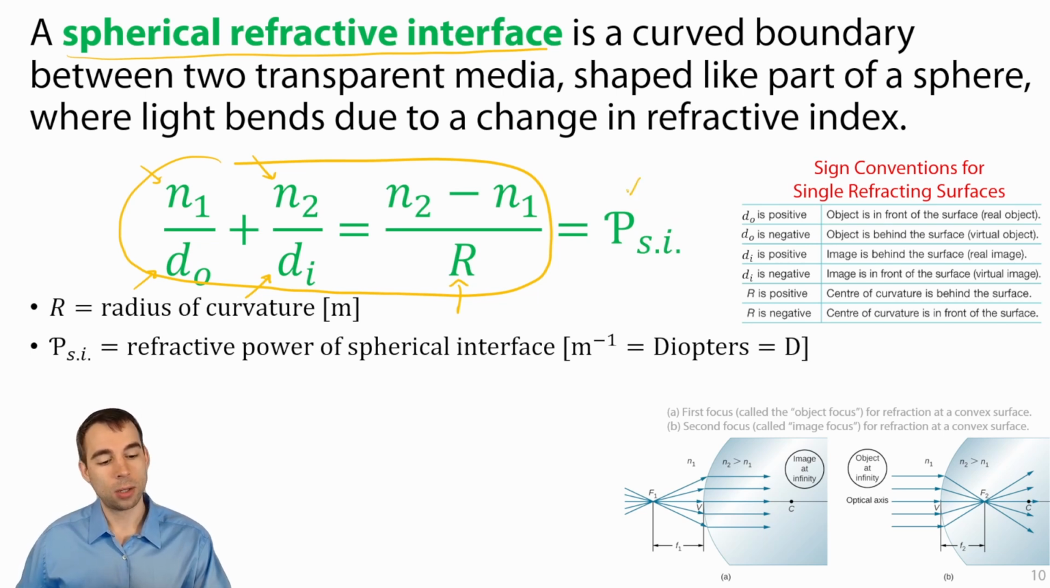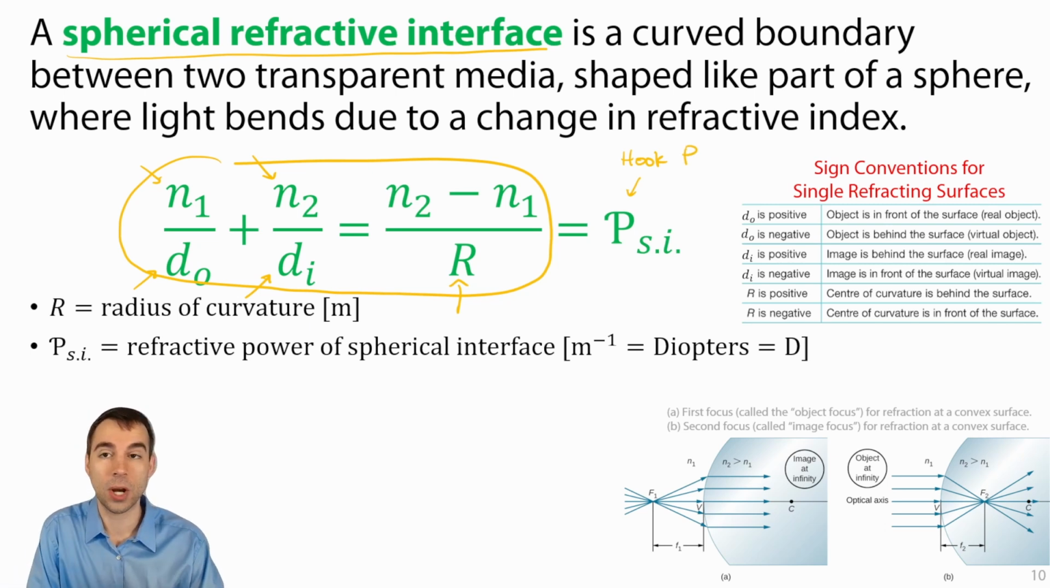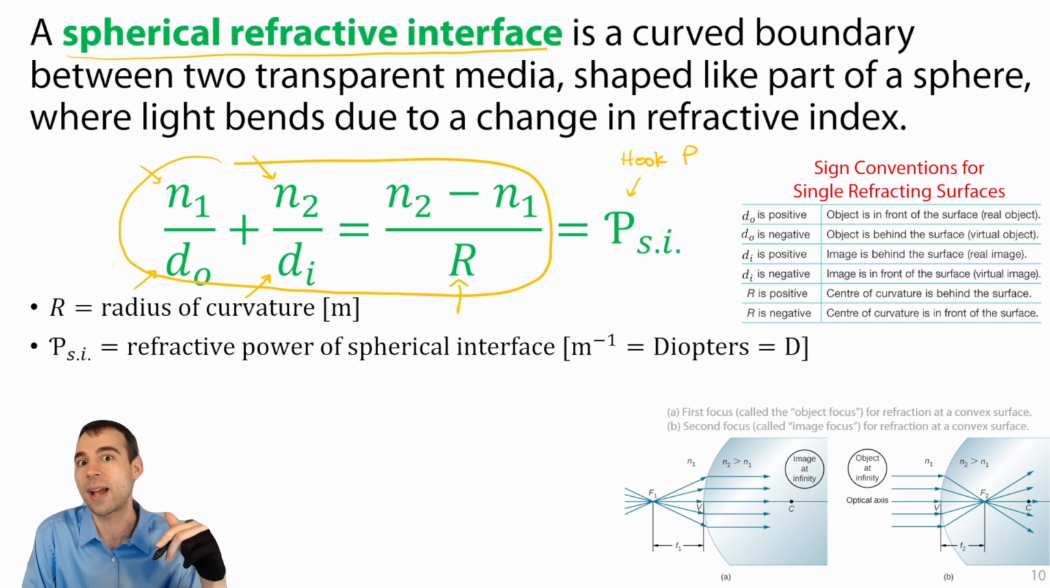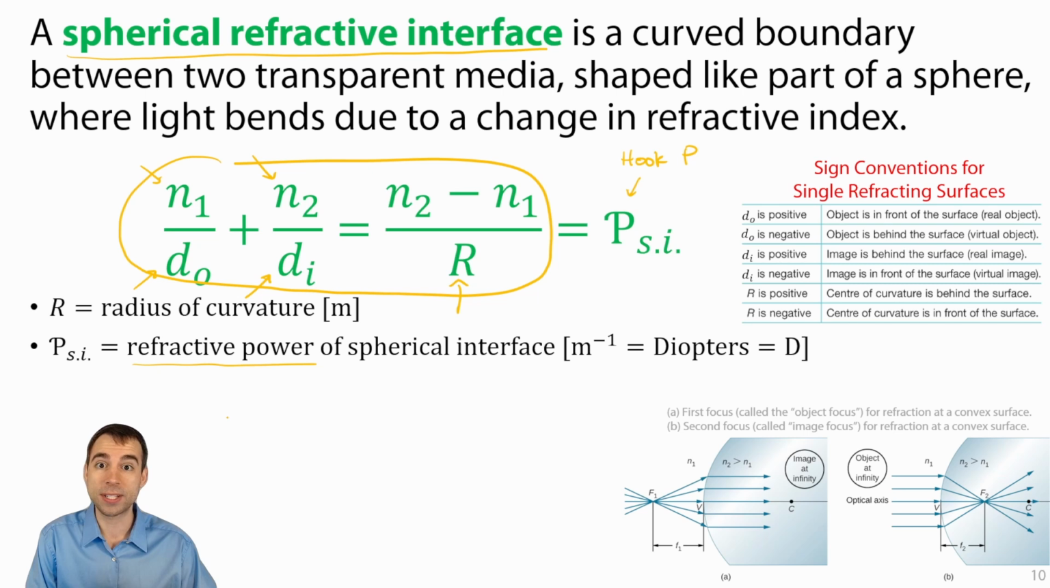We use the letter hook P. Since there's a lot of P's for pressures and powers, we want to do our best to make sure that we distinguish them differently. So I use hook P for the optical power or the refractive power of an interface. This hook P-sub-S is specifically the refractive power for a spherical interface, and this power is measured in inverse meters, and we call that inverse meter unit a diopter, D. This is the literal number that is on an eyeglass prescription, the optical power.